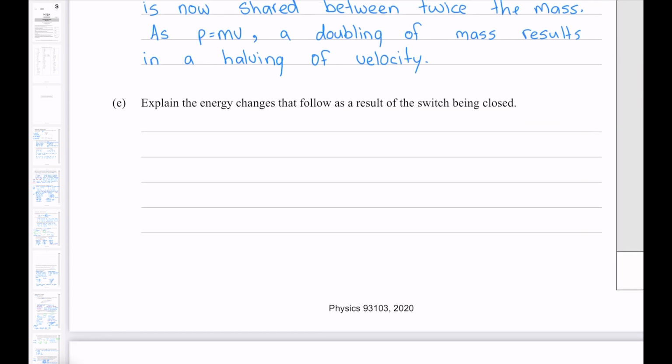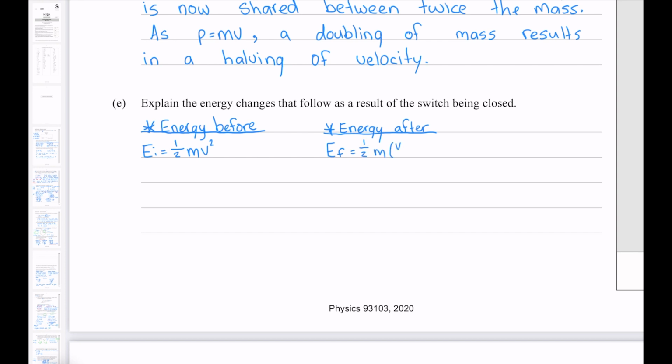Explain the energy changes that follow as a result of the switch being closed. So let's think about the energy before. The energy before is our half mv squared, our kinetic energy. As for our energy afterwards, we have our kinetic energy of both wires now, but at half the velocity. Half plus a half gives us a whole. And our divide by 2 squared down here gives us a 1 over 4. Which, as you might recognize, is half our initial energy. Half our half mv squared.